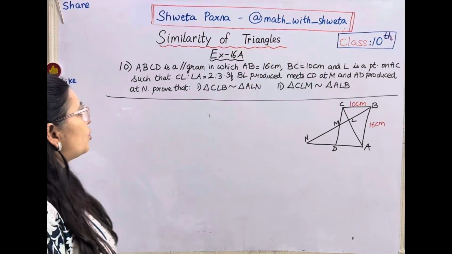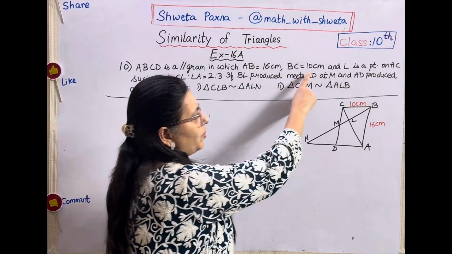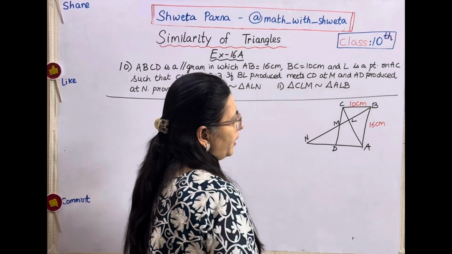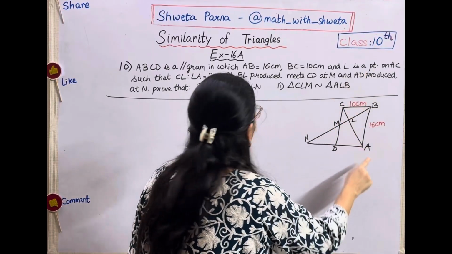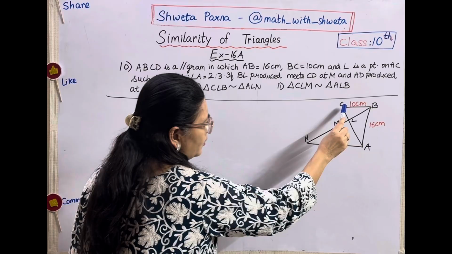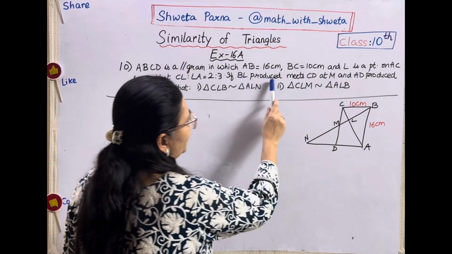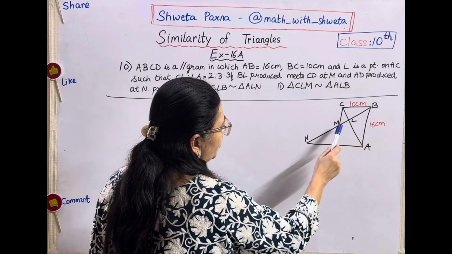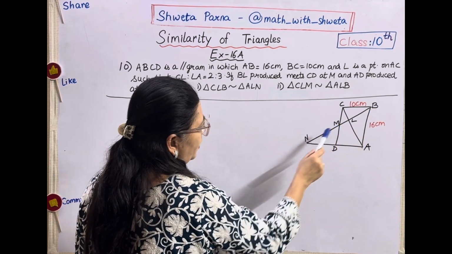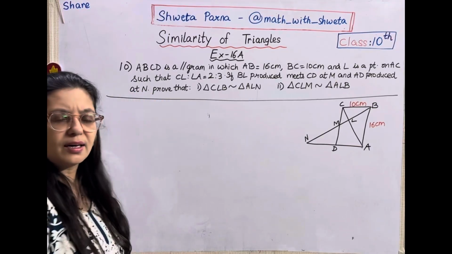Yes kids, let's go to question number 10. ABCD is a parallelogram in which the measurements of AB, BC are given. L is a point on AC such that CL is to LA, that means the ratio CL to LA is 2:3. If BL produced meets CD at M and AD produced at N, you have to prove these two triangles are similar.